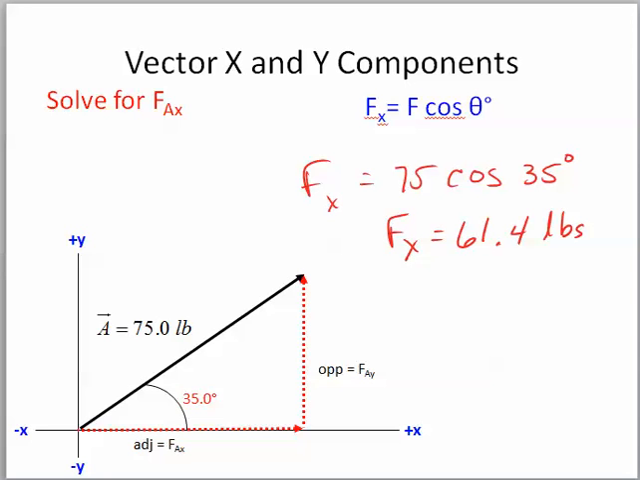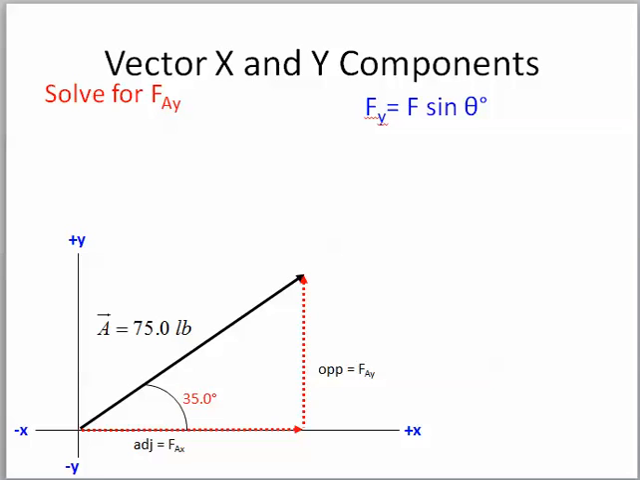When we do that, we get f of x to be 61.4 pounds. So f of x down here is 61.4 pounds, the length of the magnitude. That would be the magnitude of Fx. I keep saying fax. Let's call it Fx. There we go.